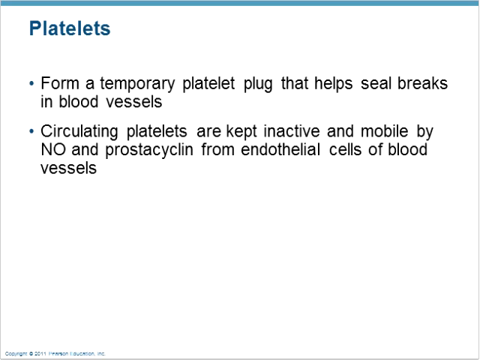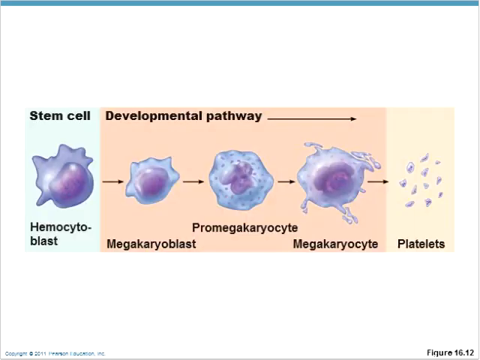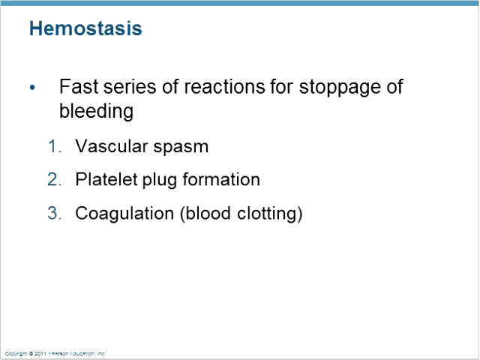Platelets form a temporary platelet plug that helps to seal breaks in our blood vessels when we get an injury. Circulating platelets are kept inactive and mobile by NO and prostacyclin from endothelial cells of blood vessels. So a hemocytoblast becomes a megakaryoblast, becomes a promegakaryocyte, becomes a megakaryocyte. A megakaryocyte then breaks apart and becomes those platelets, as we talked about.